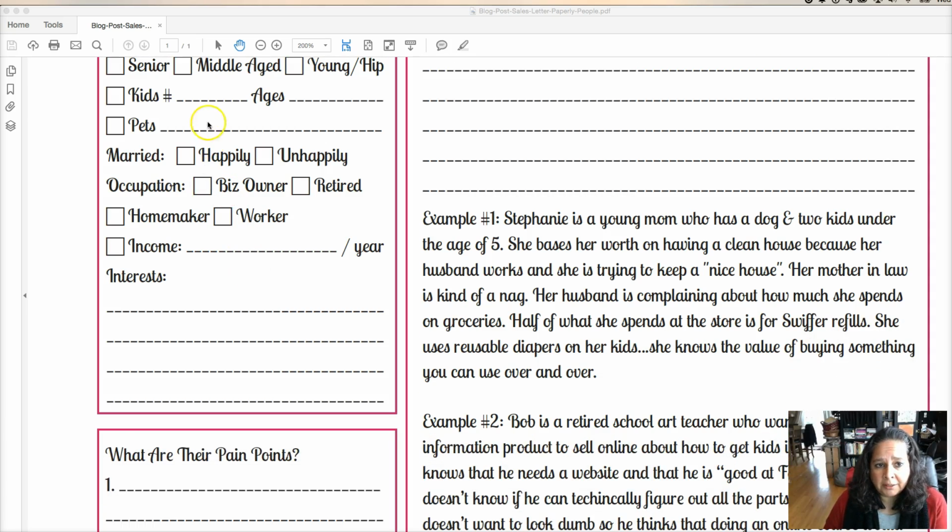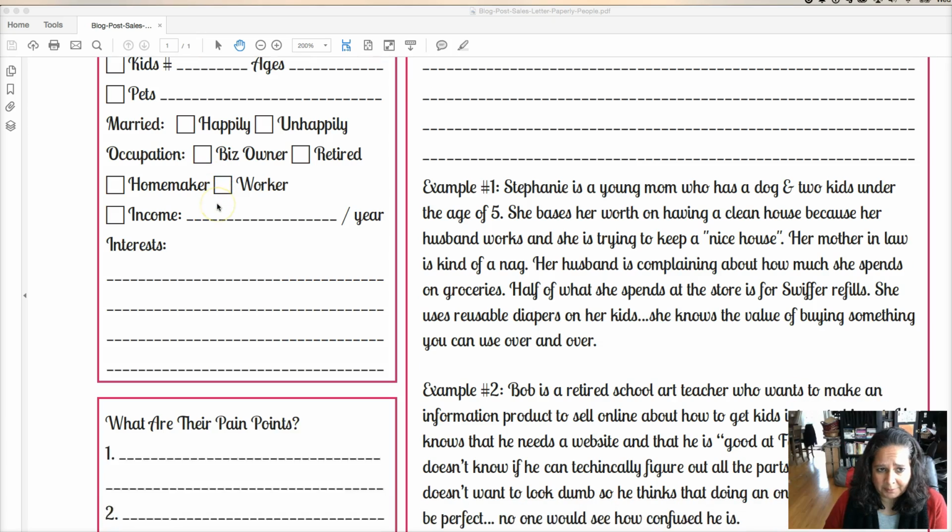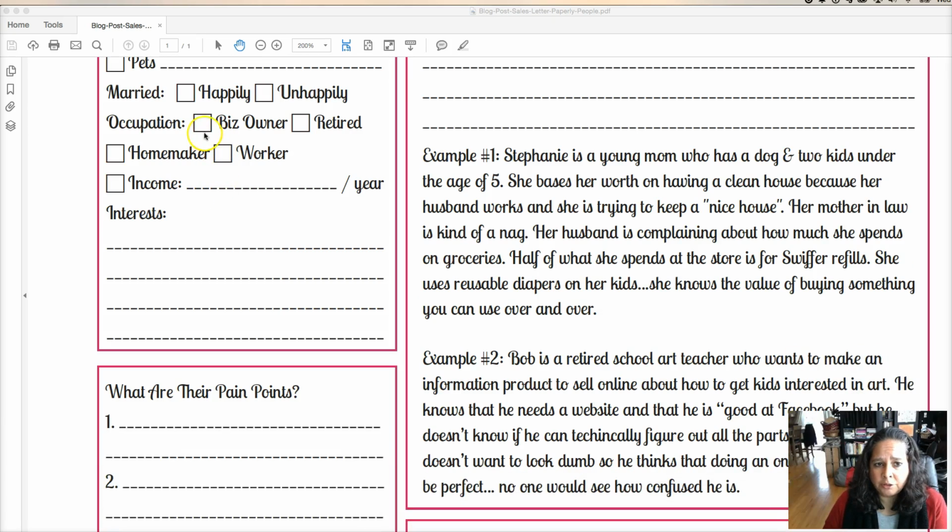Do they have kids? What are their ages? Do they have pets? Are they married? Are they happily married? Are they unhappily married? What is their occupation? Do they have a business? Are they retired? Are they a homemaker? Are they a worker? All these things start to inform how you're going to write to them. How you would write to a young mother would be entirely different from how you would write to somebody who has an actual job and has to work for the man.